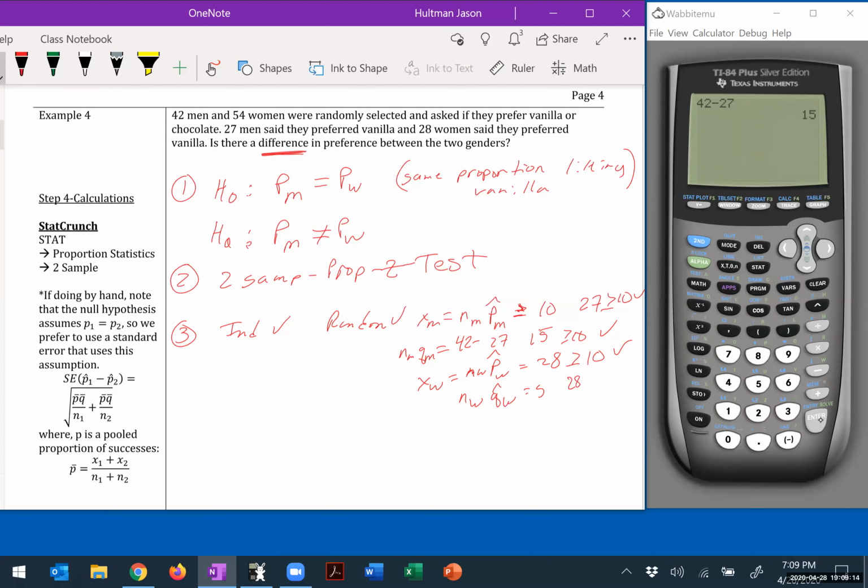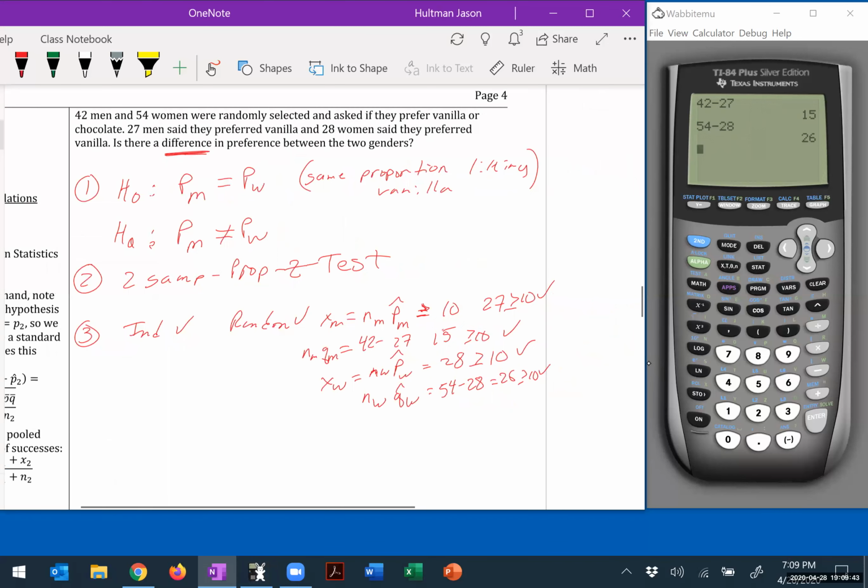Okay, this is 28. This is going to be 54 minus 28, which is equal to 26, which is greater than 10. So that checks.